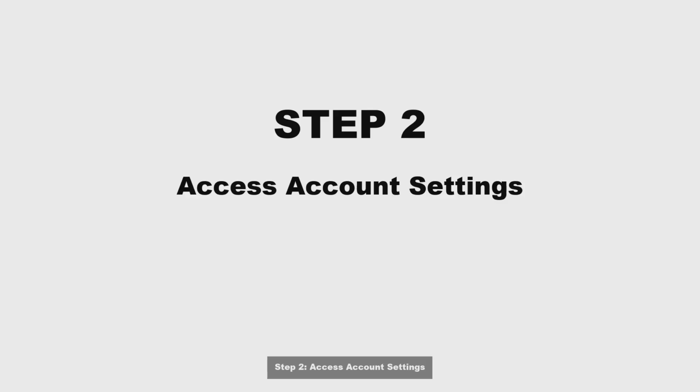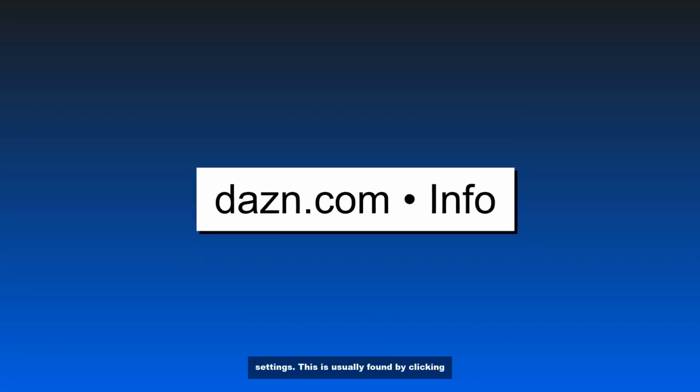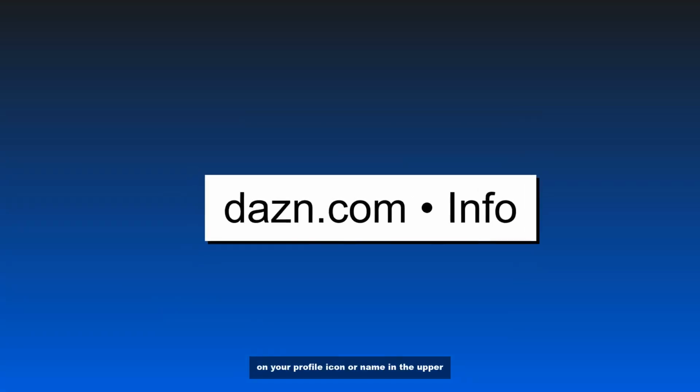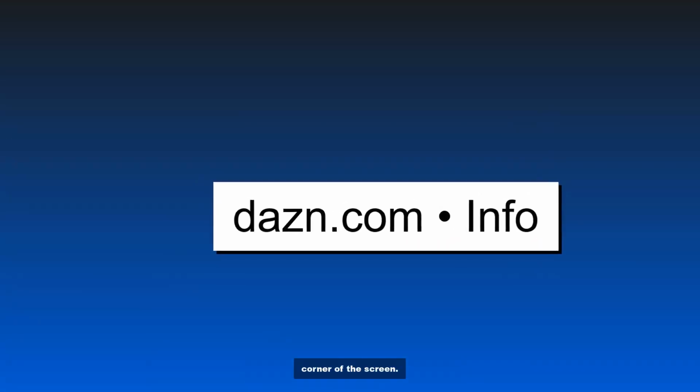Step 2. Access account settings. Once logged in, navigate to your account settings. This is usually found by clicking on your profile icon or name in the upper corner of the screen.